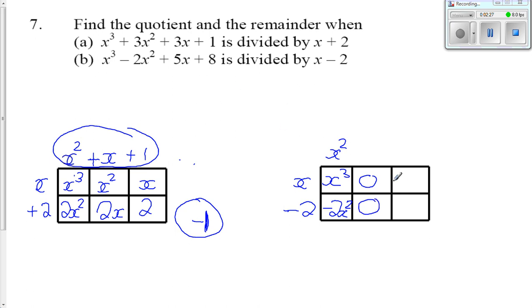It means we want 5 x's, so we must get all the 5 x's from here. That must mean that this number here must be a plus 5. What does that give? It gives us 5 times minus 2 is minus 10 on the end. We don't want minus 10, we want 8. So that means we're going to have to add on an extra 18. The quotient is x squared plus 5, and the remainder is positive 18.